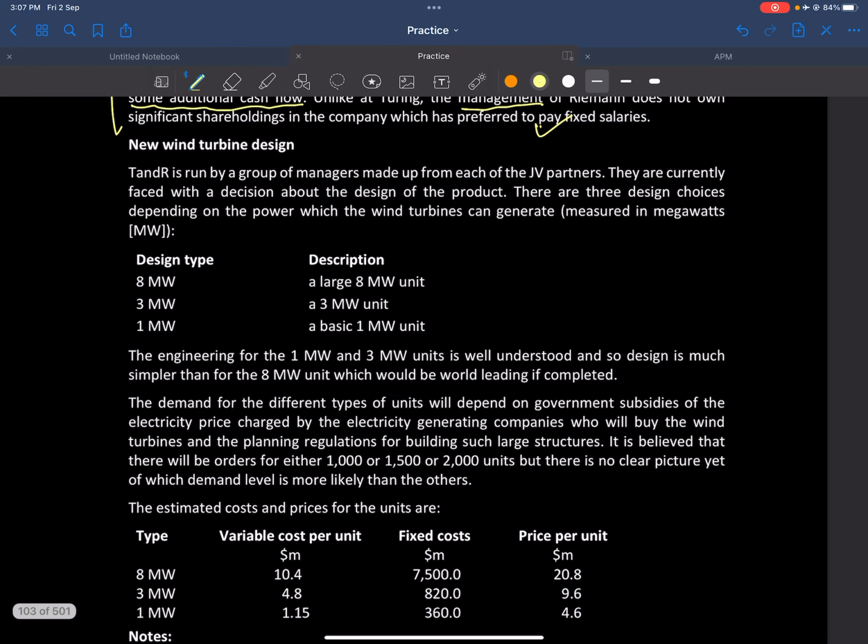So what about the new turbine design? TENDAR is run by a group of managers from two different backgrounds coming together here. So there will be some kind of ideological differences.